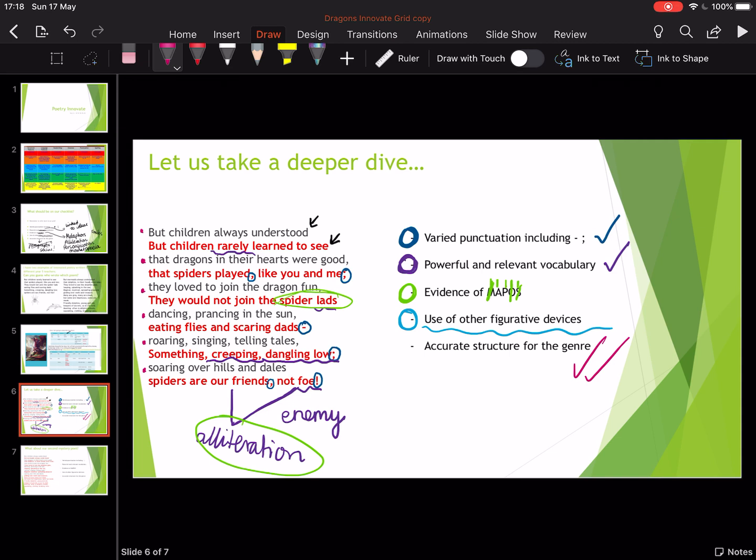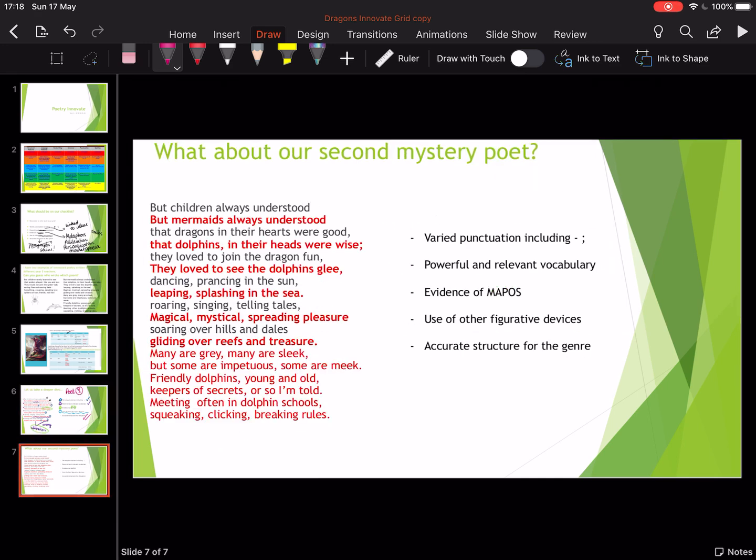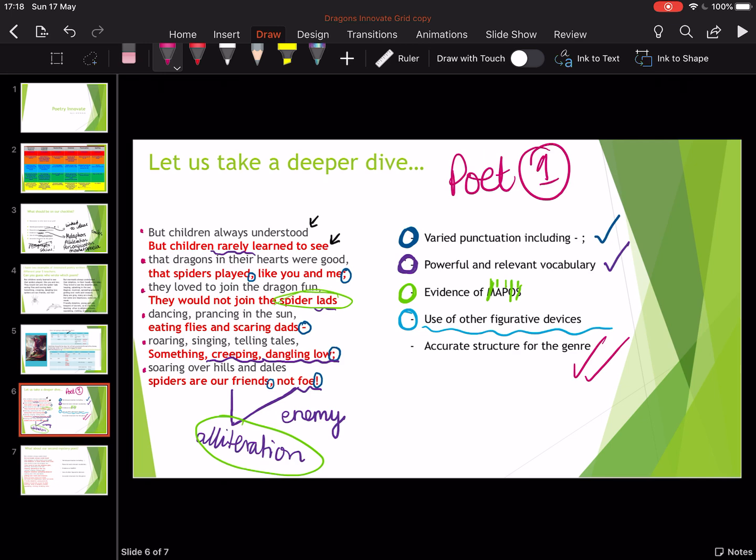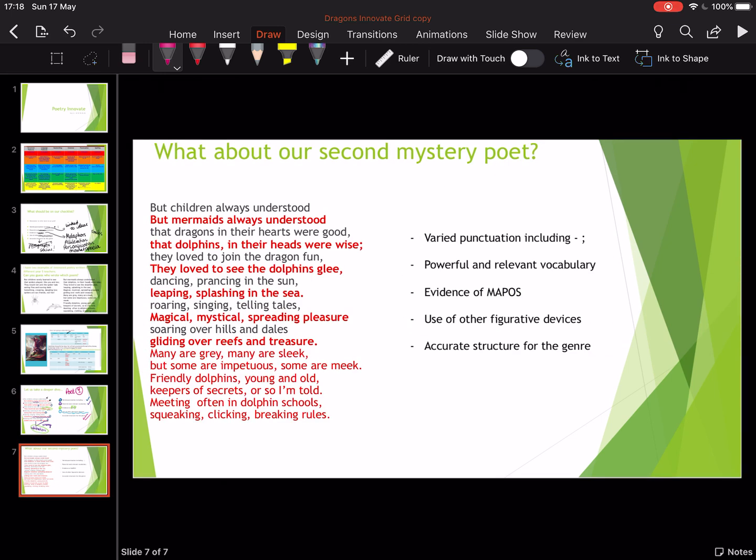So that is poet number 1. Wonder who you think it is. Let's move on to poet number 2. How did they do with their checklist? So we've got a few ticks here, a few things we found missing. Let's find out if that changes for this next poet. I've done the same thing. I've got the original poem in black and I've got the invented in red, just to make that clear for you guys.